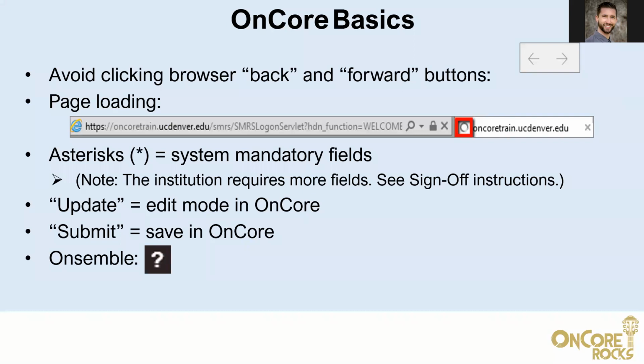So asterisks are the system mandatory fields. You're going to see those on a lot of pages in OnCore. Now, some pages don't have asterisks, but they still have mandatory fields that you need to complete. So we're going to cover some of those pages today where I'll say, okay, the first 2 lines are the minimum requirements for this page.